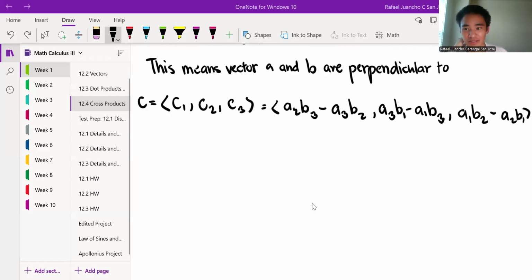C is the cross product of A and B, right? And it's denoted by this symbol, this X here. Okay, so we're going to go to definitions here.